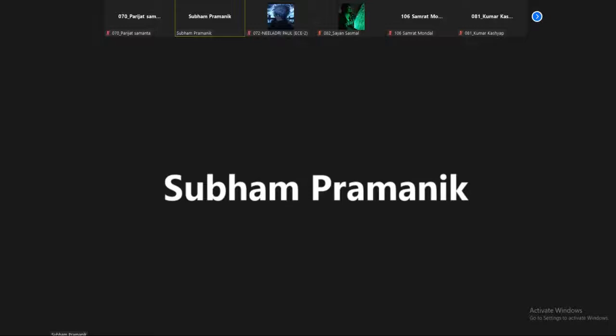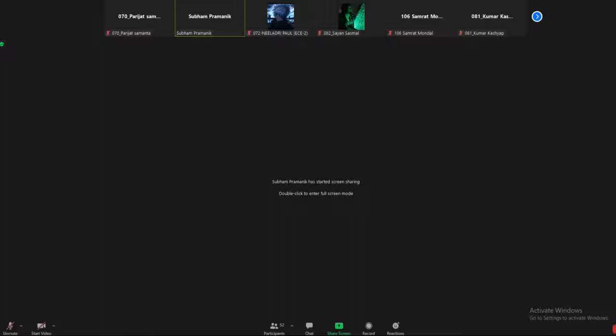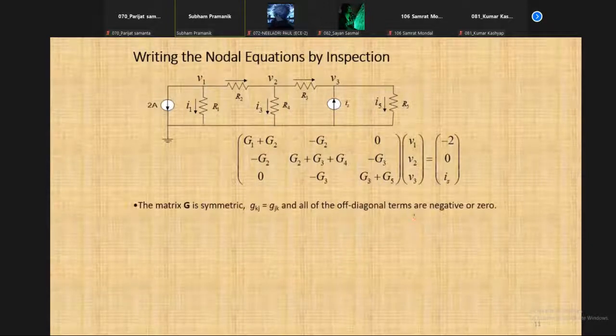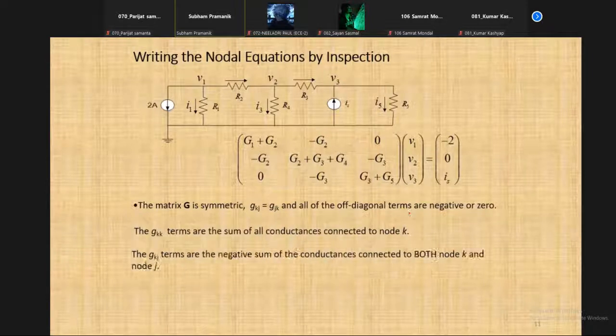Where is that? This is where we left, I think. Okay, so those points are summarized here, actually how to use the inspection method for nodal analysis. These points are written.